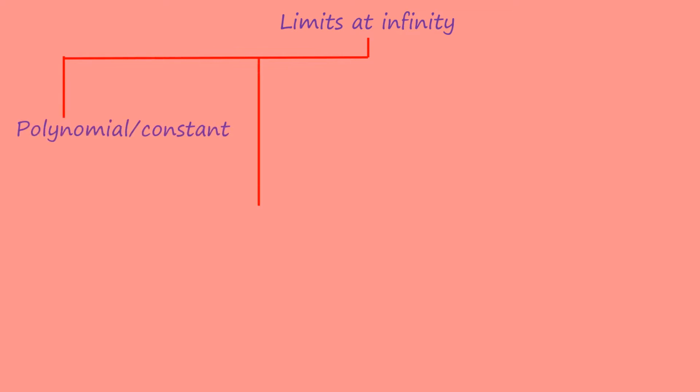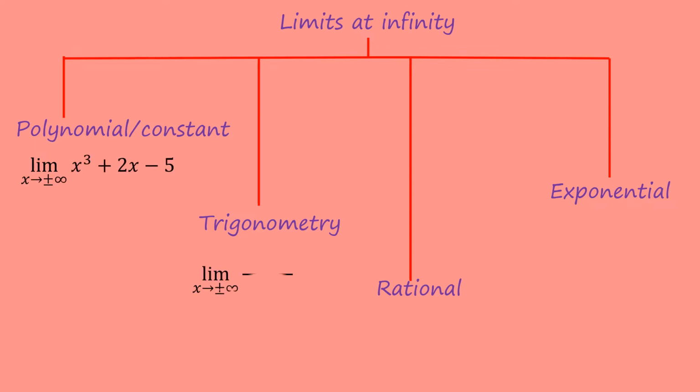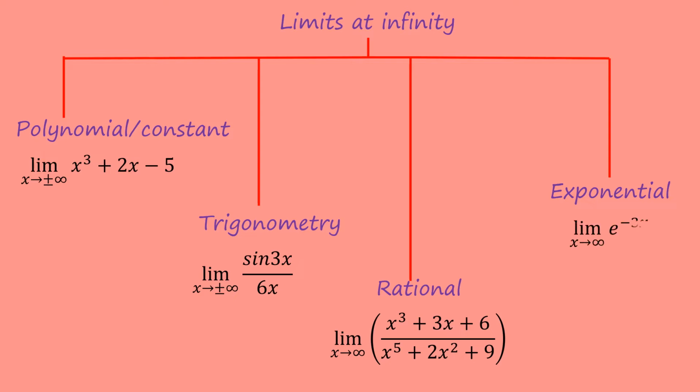From the kinds of limit we have the limit at infinity. That also has several parts. We have the polynomial or the constant, we have the trigonometry, then the next one we have the rational, and the last one we have the exponential. The examples we can see now, we're going to solve in the next section.